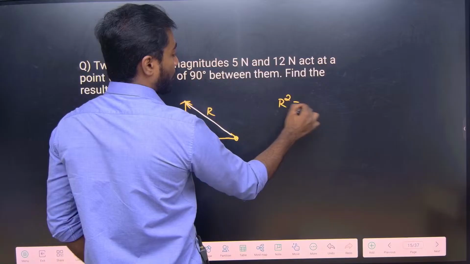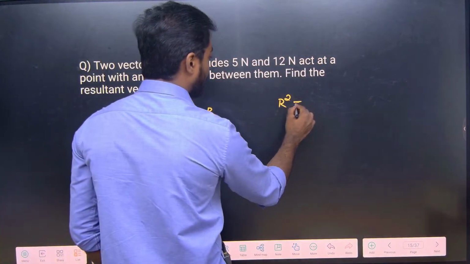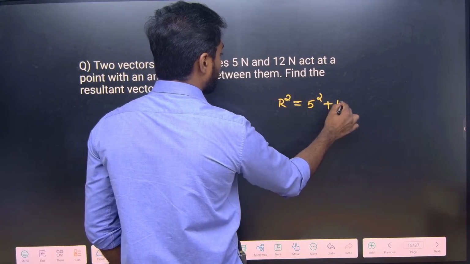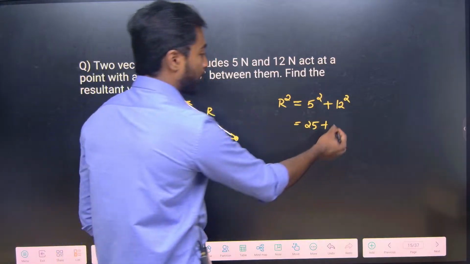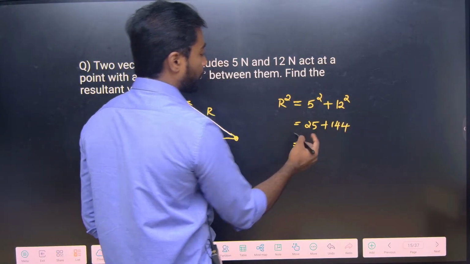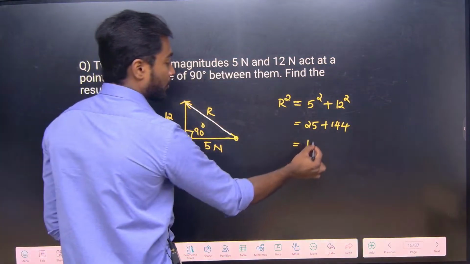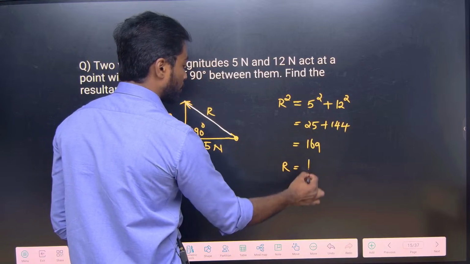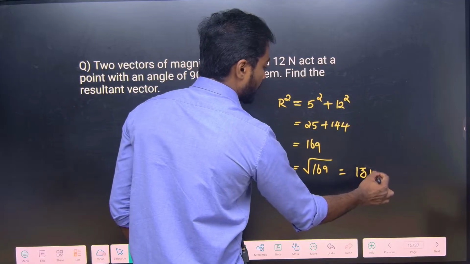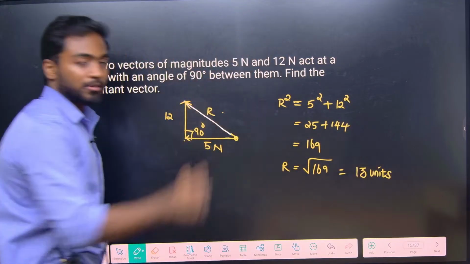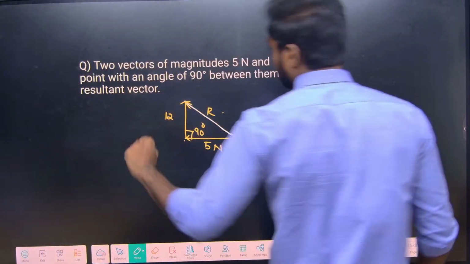R square is equal to, 90 degrees kada, so which means I can use the Pythagoras theorem. So R square is equal to 5 square plus 12 square, which is 25 plus 144, which is 169. R will be equal to under root of 169, which gives us 13 units. So resultant is 13 units. Okay, this is my resultant for this question.